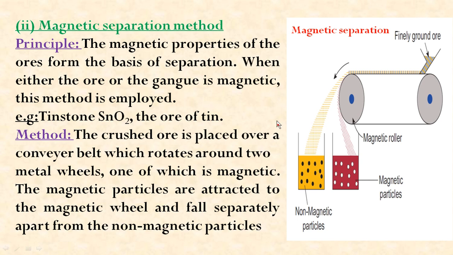Again I am explaining, the crushed ore is placed over a conveyor belt which is rotating around two metal wheels. One is magnetic, the magnetic particles are attracted to the magnetic wheel and fall separately apart, and the other, non-magnetic particles, move away. In this way you separate impurities and the tin ore by the magnetic separation method.